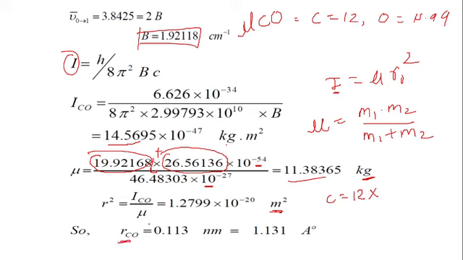So how to calculate this R? Under root of R square, we get the value 0.113 nanometer, which is equal to 1.131 angstrom. This is the value of the bond length. In this manner you can find the value of moment of inertia, reduced mass, bond length, and the rotational constant. This is about the different rotational spectra of the diatomic rigid molecule.